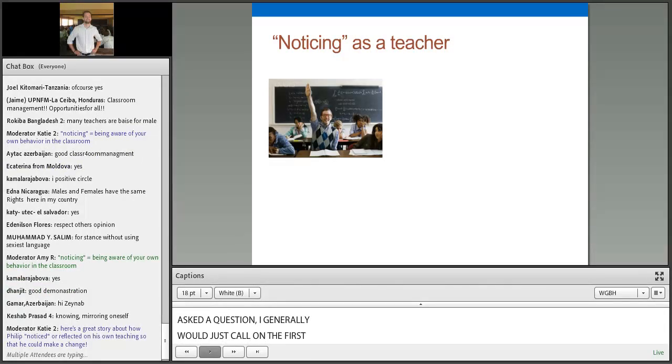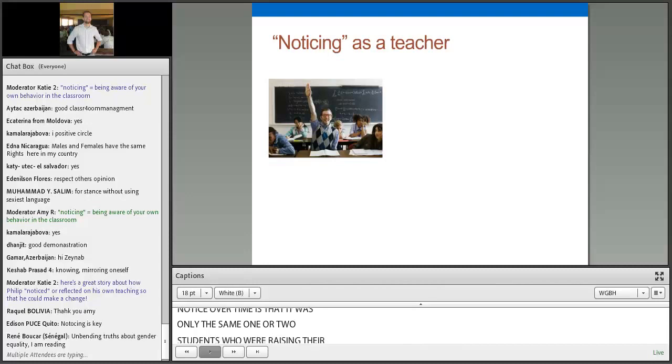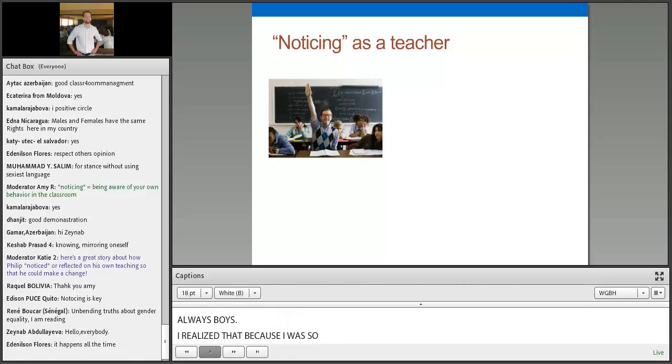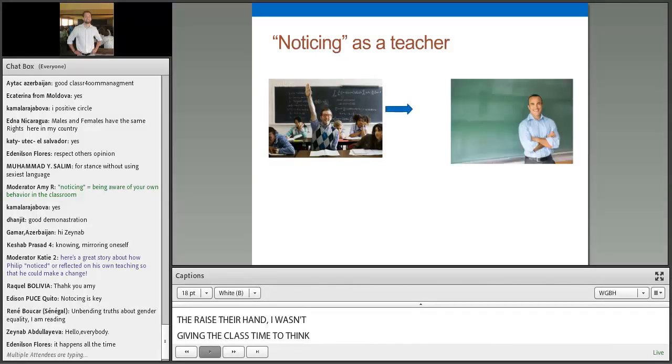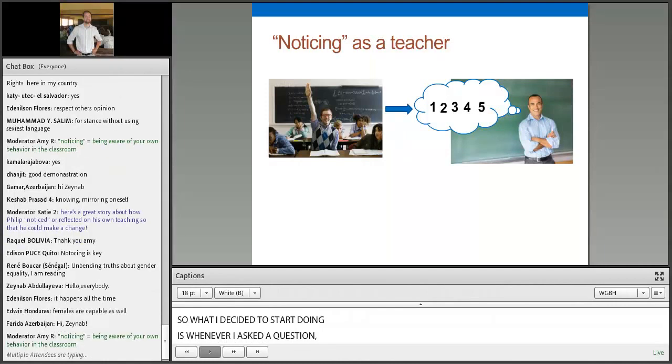However, what I started to notice over time was that it was only the same one or two students who were raising their hand every time for every question, and they were often always boys. I realized that because I was so quick to call on the first person to raise their hand, I wasn't giving the class time to think, and consequently they weren't ready to participate. So what I decided to start doing was whenever I asked a question, I counted silently to 5. After that, I would then call on students to answer the question.